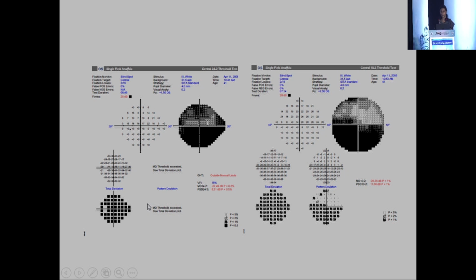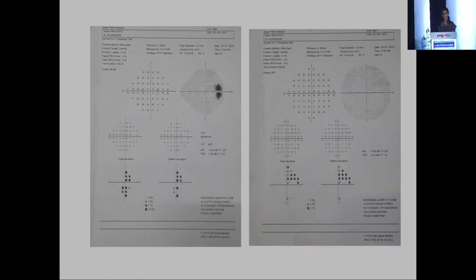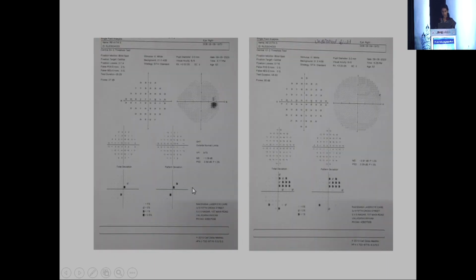But I would like to stress a point here. 10-2 also has a role in eyes with early glaucoma which involves central defects. If you see a central defect in 24-2 like this, it's better to get a 10-2 also done. In this field, if you see, there are only 1 or 2 paracentral defects, but 10-2 shows significantly depressed points.